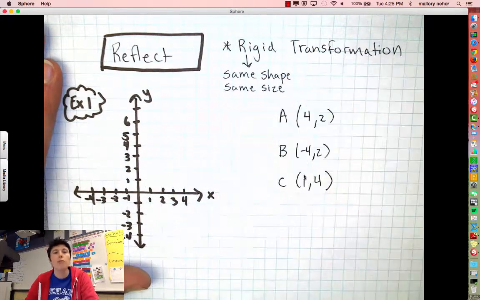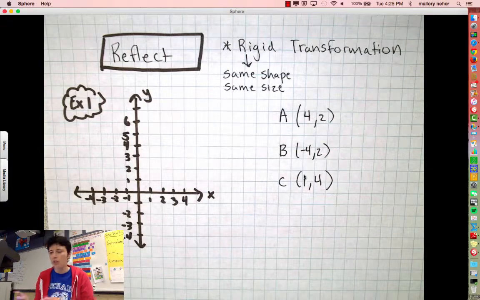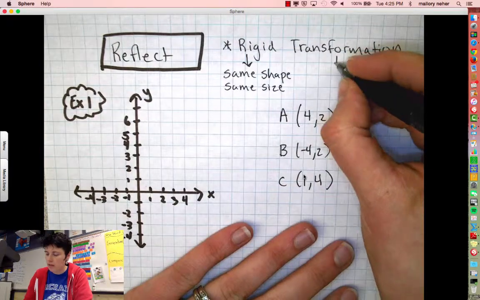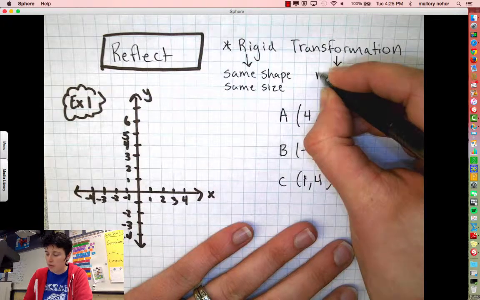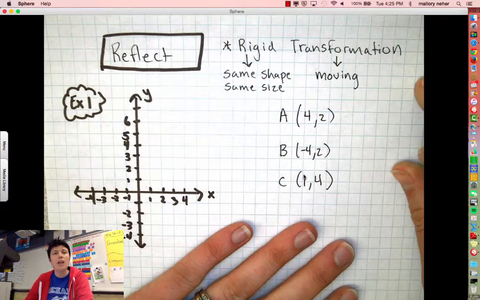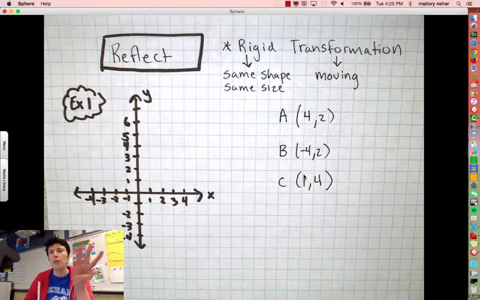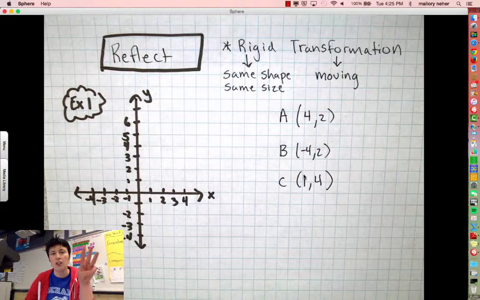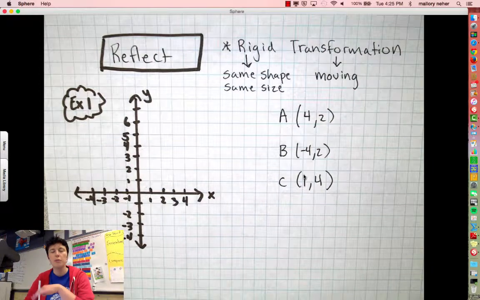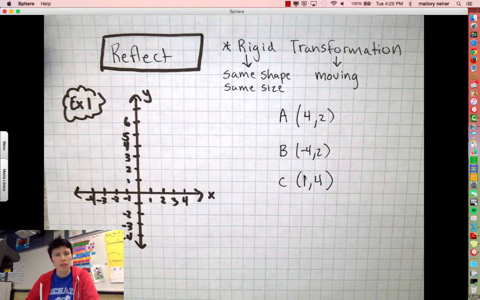And it's a transformation because we're transforming it in the sense that we are moving it to a new location. So when we're talking about this type of transformation, we're talking about moving it around. And there are different types of rigid transformations. There's actually three major ones that we study in our class, and reflect is one of them. So when we think of reflection, we're going to have a hand signal that goes with it here in a second. So let's try a problem.